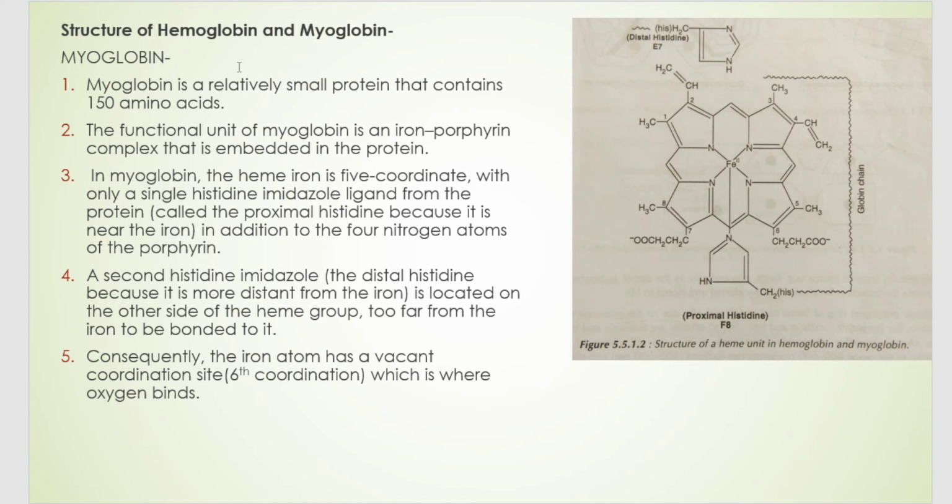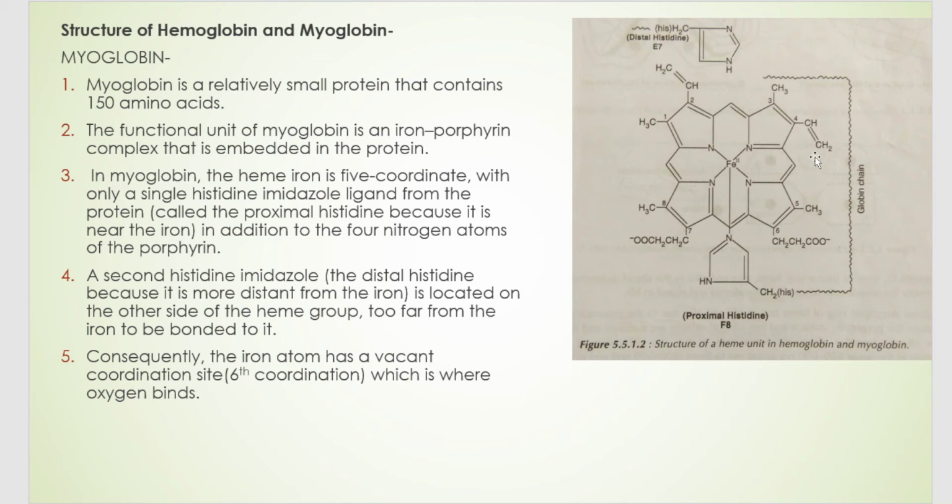heme part. So myoglobins are relatively small proteins that consist of 150 amino acids, and they are considerably smaller compared to hemoglobin. The functional unit of myoglobin is an iron porphyrin complex that is embedded in the protein. That is this one. This is the functional part of the myoglobin, which is the iron.